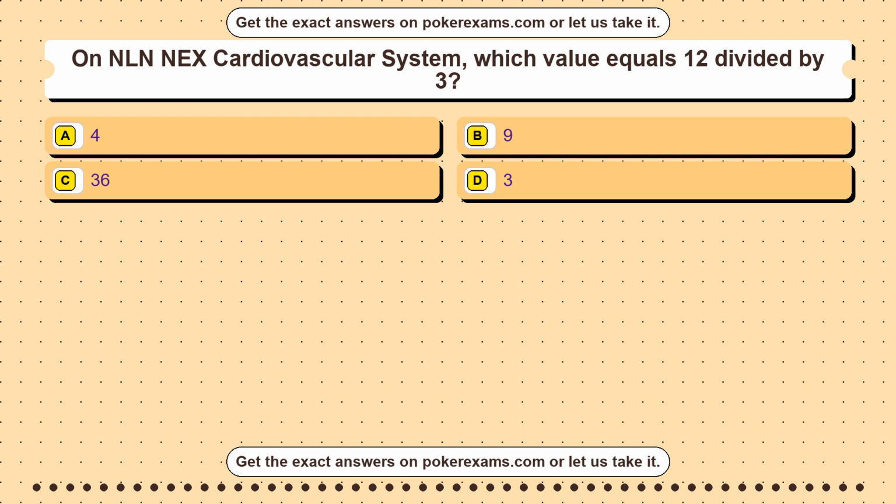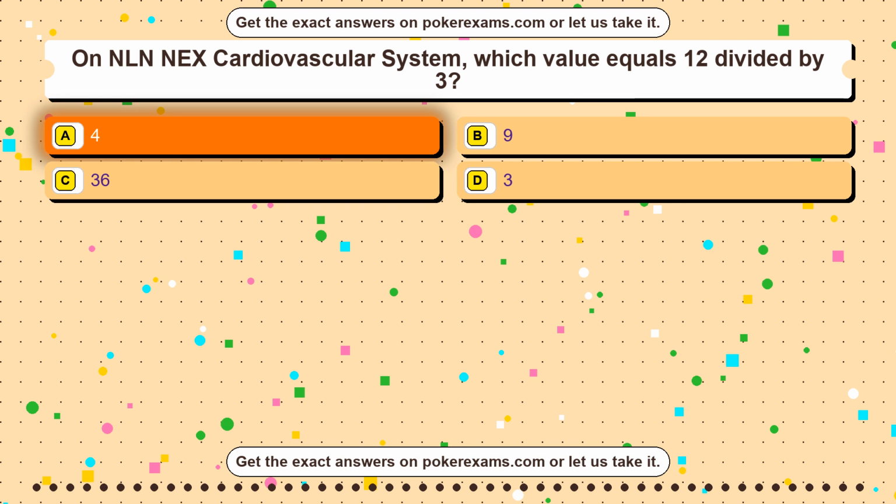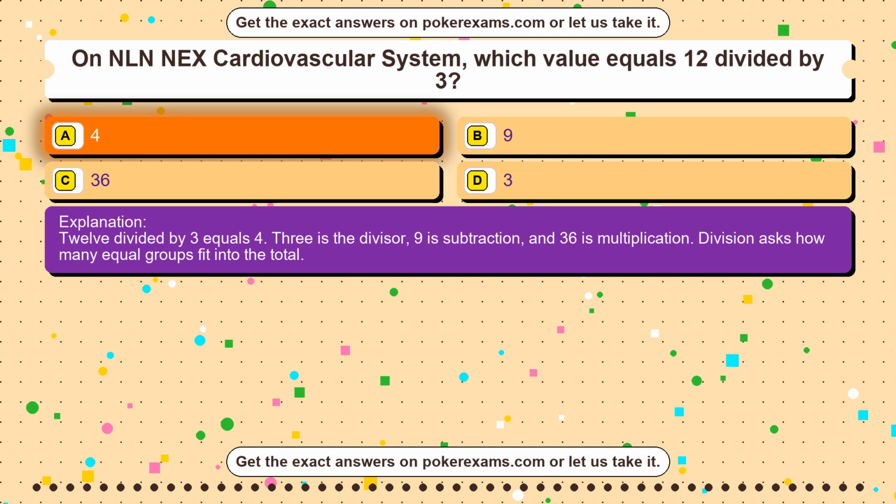Question 14. On NLN NEX Cardiovascular System, which value equals 12 divided by 3? Option A, 4. Option B, 9. Option C, 36. Option D, 3. The correct answer is option A, 4. 12 divided by 3 equals 4.